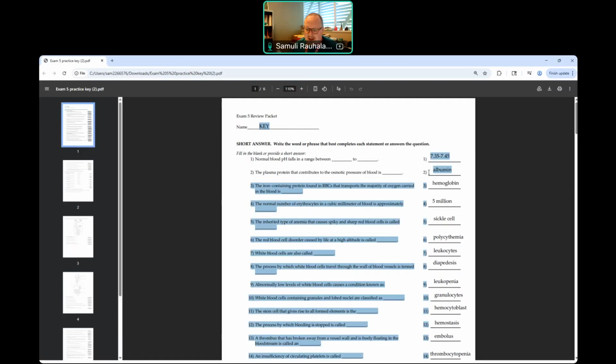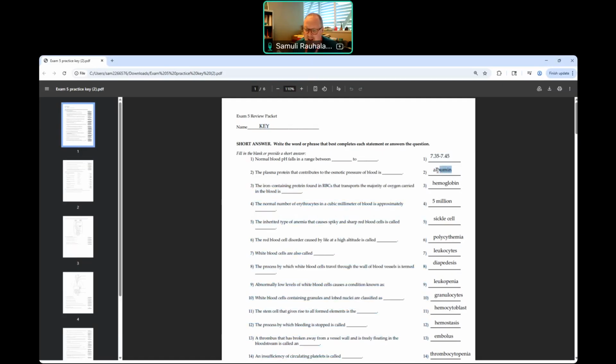The protein that we found in blood plasma, which contributed to the osmotic pressure, so the inward pulling force, was albumin. And within the red blood cells, we saw that the majority of its dry weight, about 96 to 98%, was hemoglobin. And we remember that red blood cells, which are also known as erythrocytes, are very numerous, about 45% of the blood volume. This makes about 5 million red blood cells in a cubic millimeter of blood.